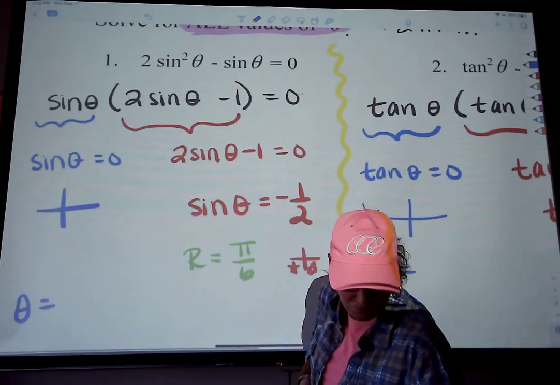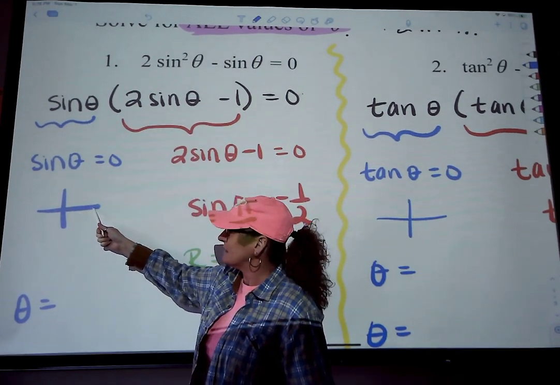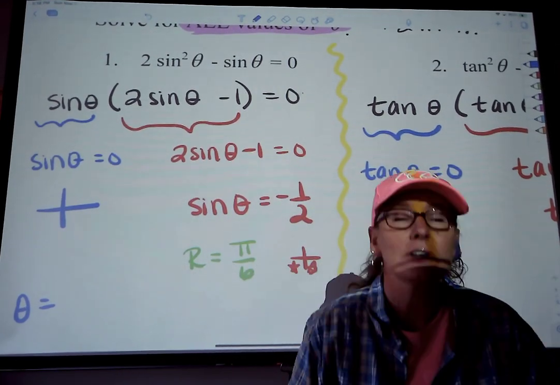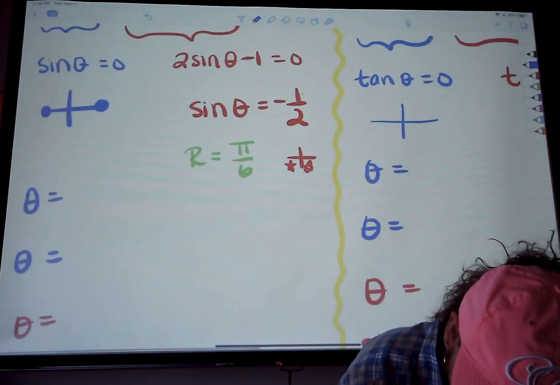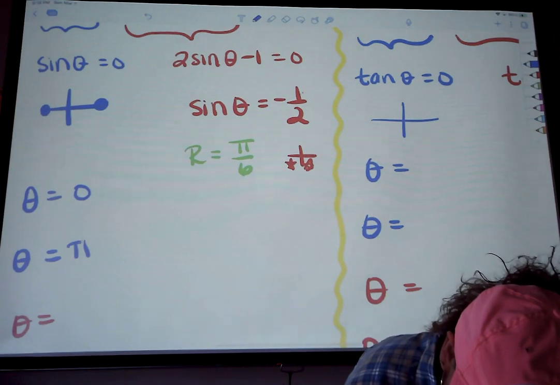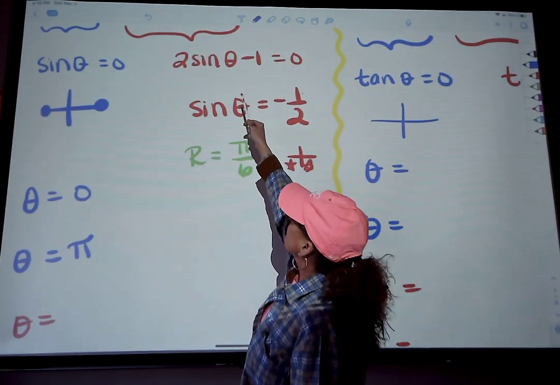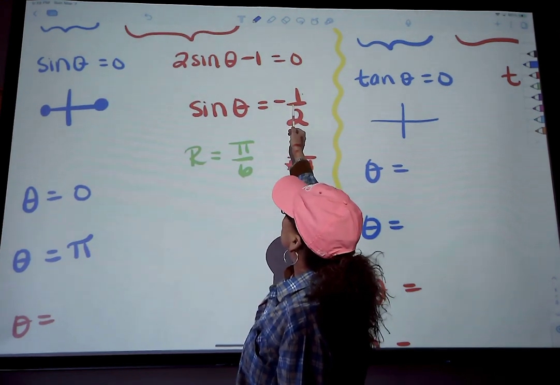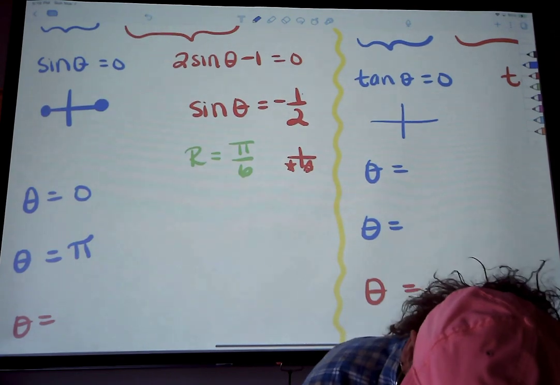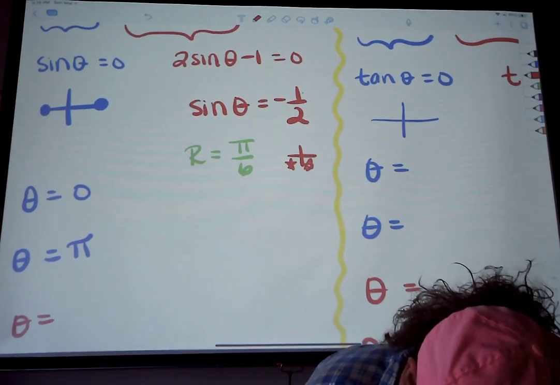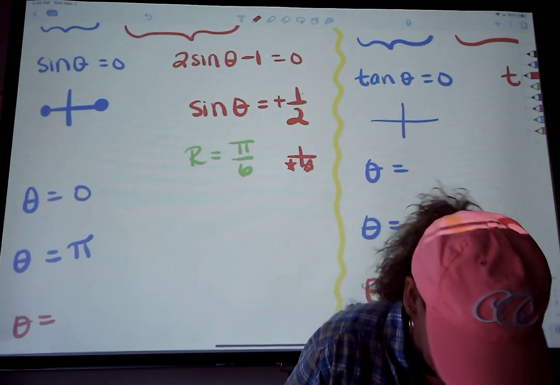So yesterday's homework, where is my sine equal to 0? Well, sine is 0 here and here. So my blue answers turn out to be 0 and pi. Set this one equal to 0, subtract 1, add 1. My bad. Add 1, divide by 2. Oh, that changes my answer.